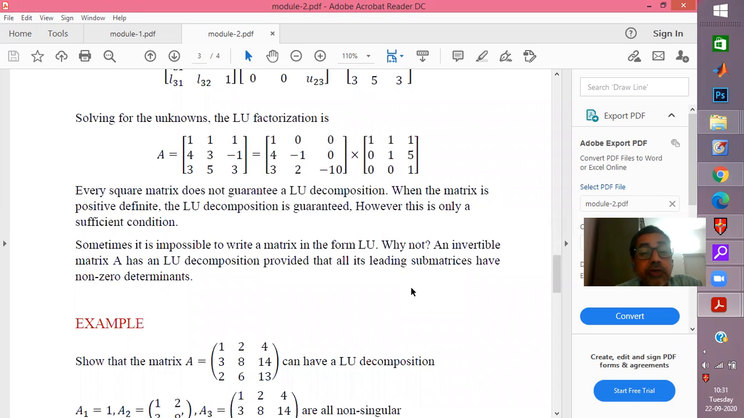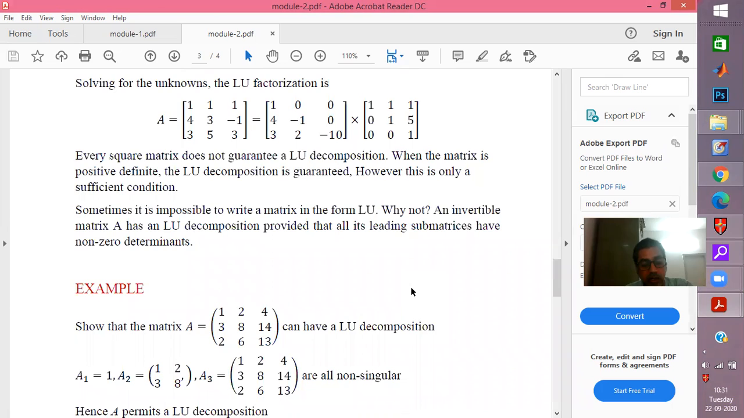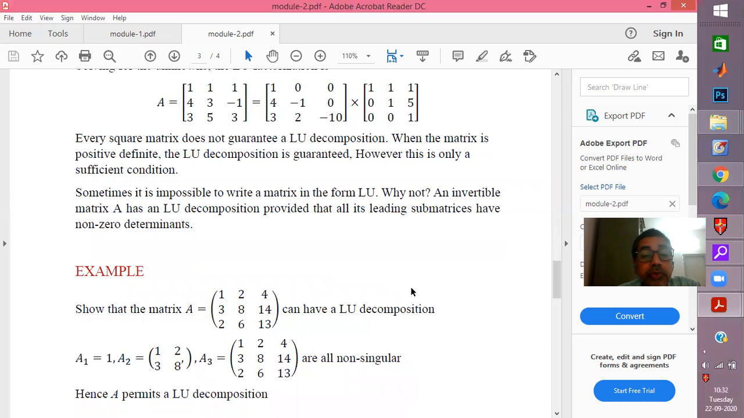Now, this paragraph is very important. Every square matrix does not guarantee an LU decomposition. When the matrix is positive definite, then LU is guaranteed. However, this is only a sufficient condition. So once A is invertible, then it has an inverse, and naturally, when A is replaced with LU, then we will have very interesting properties that will arise that we can see in future lectures.